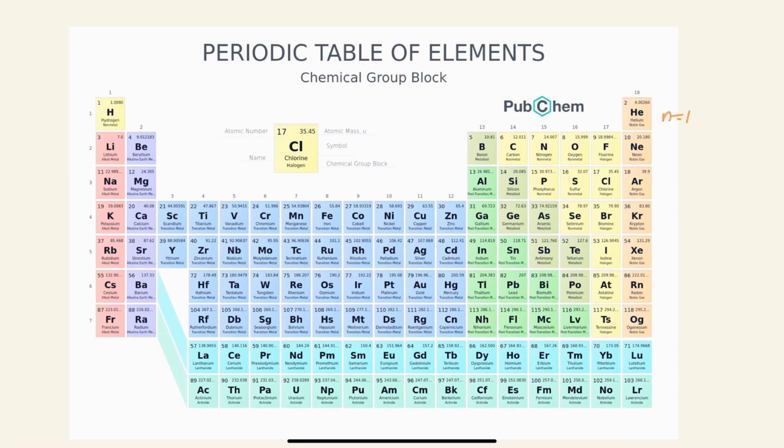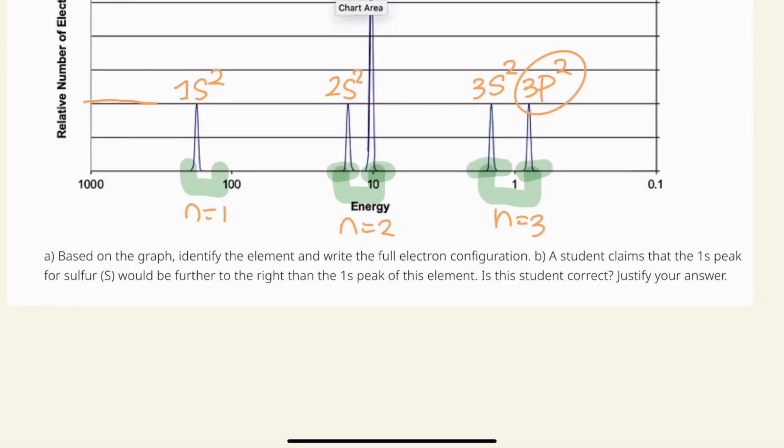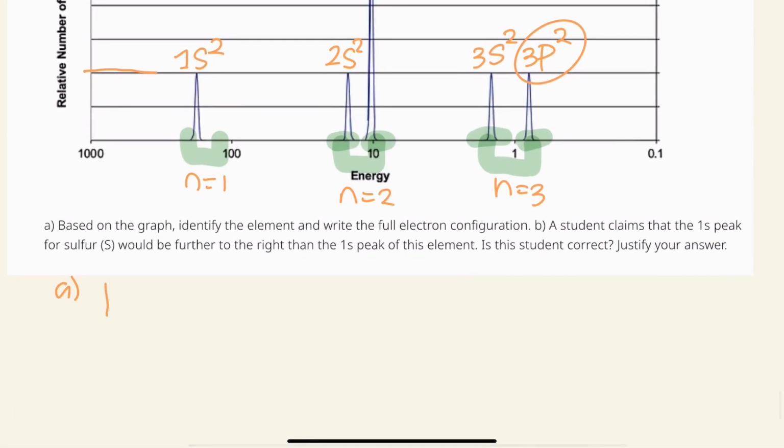I know this is n equals 1, this is n equals 2, and n equals 3, and this is a p subshell, 3p. I'm going to go 3 times, and I end at phosphorus. In response to part A, if it says identify, I just simply write the element, and then its full electron configuration.